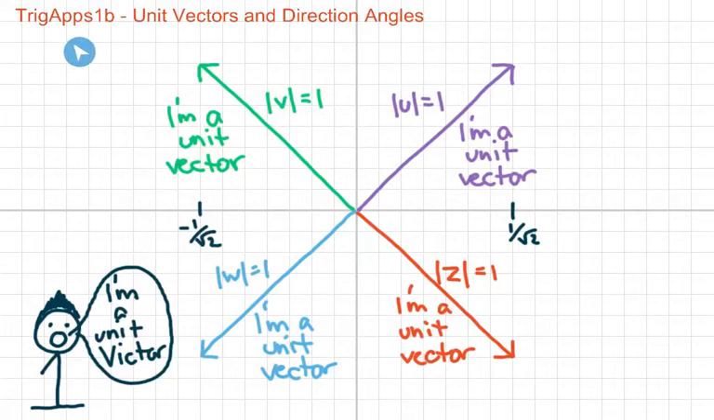Here we go. TrigApps 1b, unit vectors and direction angles. Here's a unit vector, vector v. Here's another one, vector u. Not you, but you. Here's a unit vector, vector z.